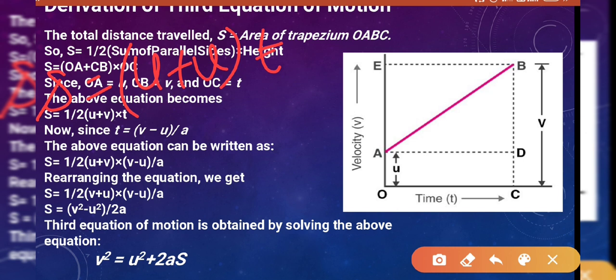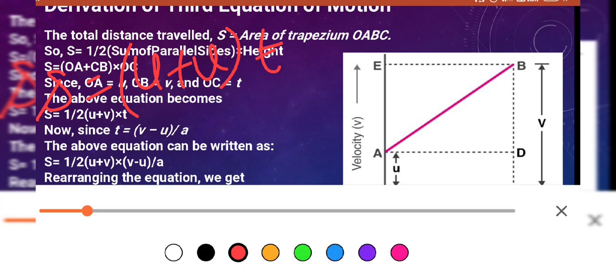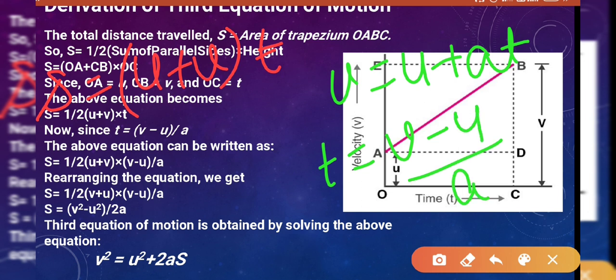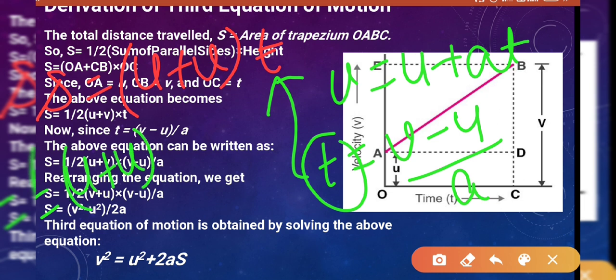Dear students, from first equation of motion we know that V is equal to U plus AT. So from here we can get value of T is equal to V minus U upon A. We can put this value of T here. Then we will get S is equal to half into U plus V, and the value of T, V minus U upon A.